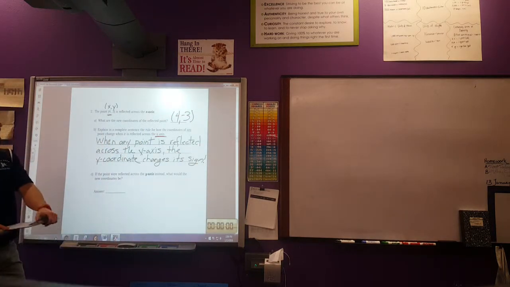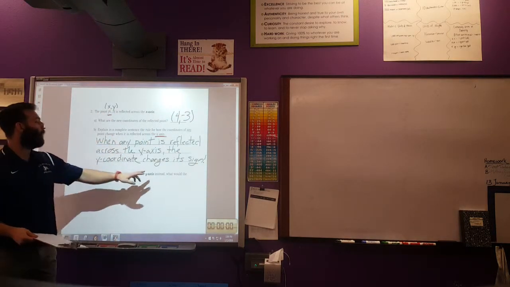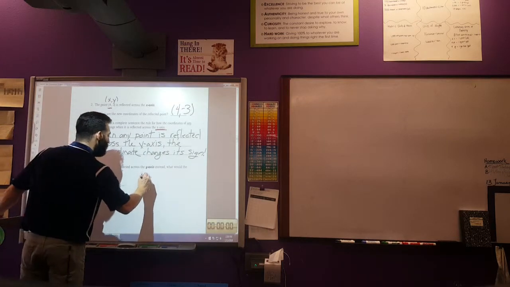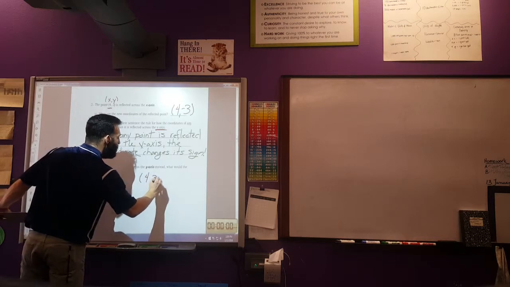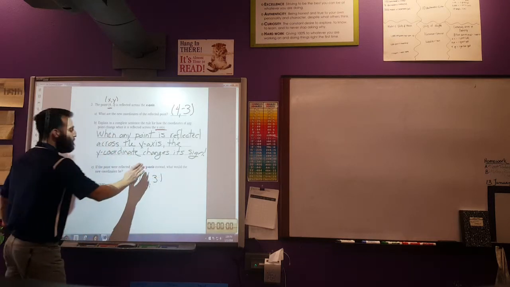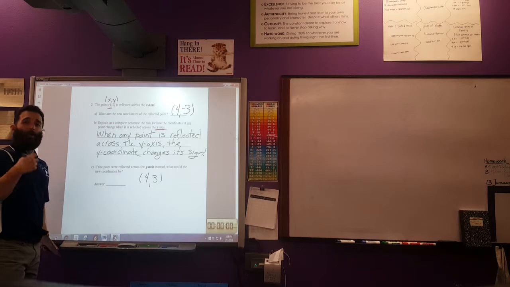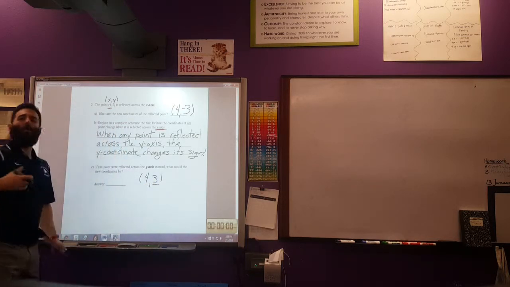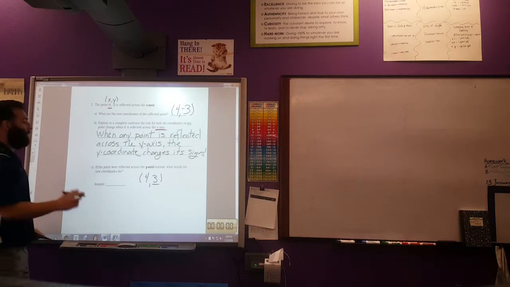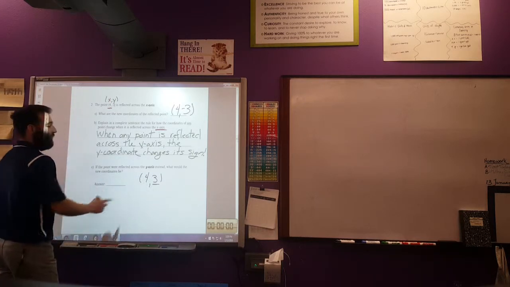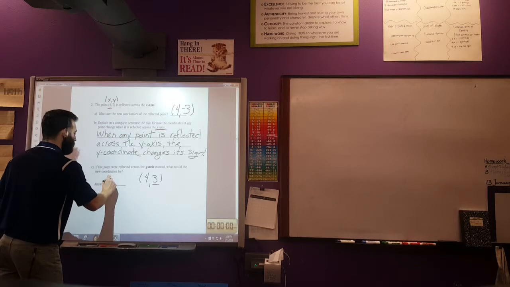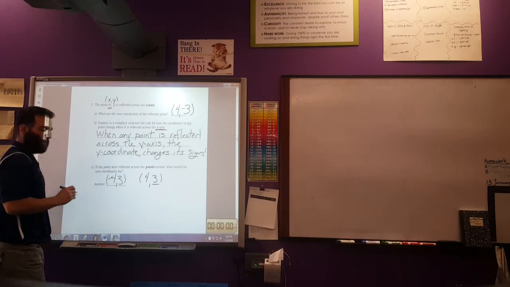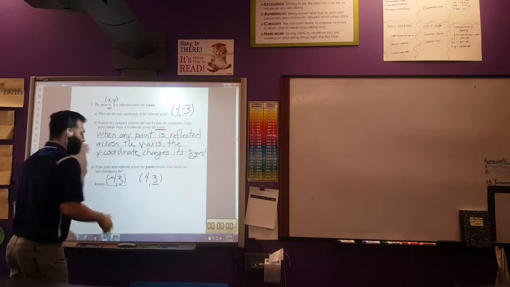Now, if we were to reflect this point over the y-axis instead, what would my new coordinates be? Well, I started with 4, 3, and I want to reflect it over the y-axis. So I'm going to underline my y coordinate to know that that is not going to change. And now I can change the sign of my x coordinate to negative 4, 3. And that's it.